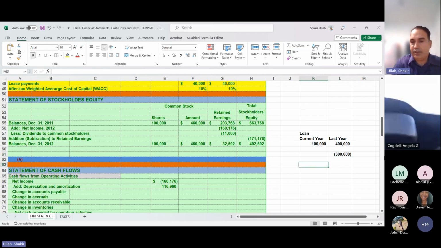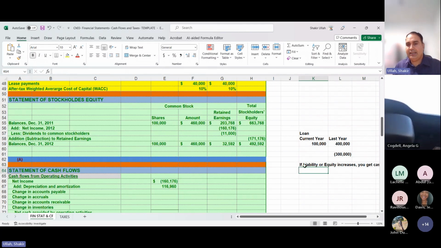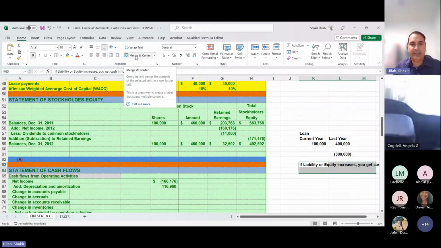All right, so here's the rule. Liability, or same goes with equity. If liability or equity increases, you get cash inflow. And vice versa. If liability and equity decreases, you get cash outflow. All right.